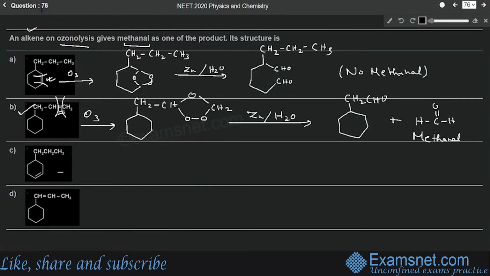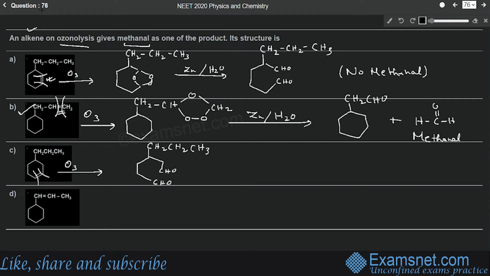So come to the third one. This molecule reacts with ozone. What will happen? It will be similar to the first reaction. Here the bond will be broken at this position and two aldehyde groups will be added on both sides. So the final product will be like this: here one CHO, then this side one CHO. Got it? And the side chain will remain unaffected.